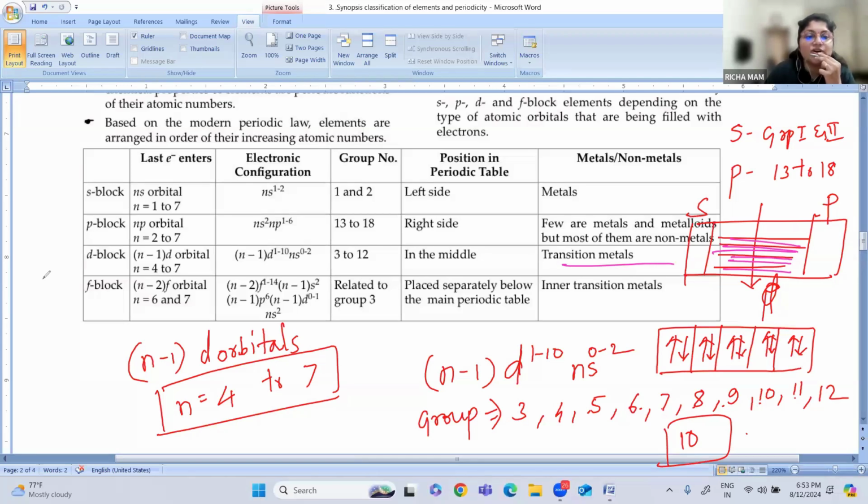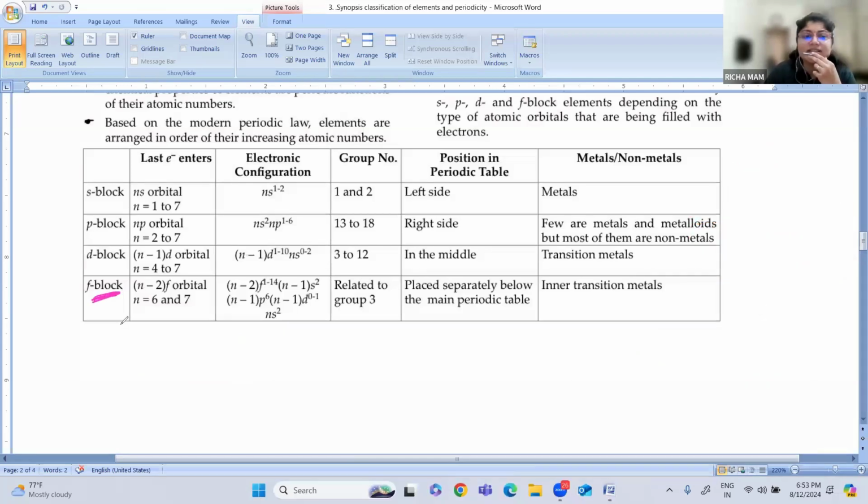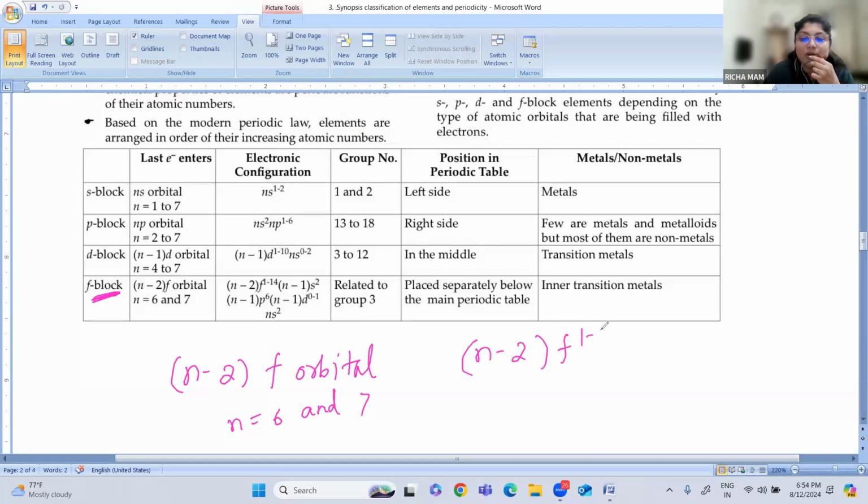Next is your f block. The last electron is entering into your f orbital, that is the (n minus 2) f orbital. What is the value of n? n is 6 and 7. What is the electronic configuration? Very important: (n minus 2) f 1 to 14.